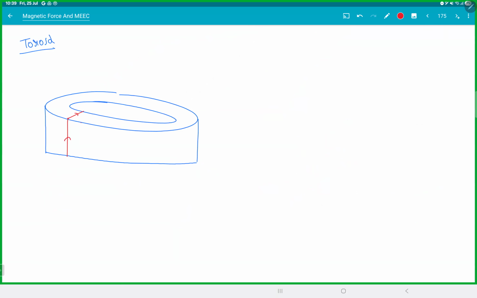So toroid is nothing but a solenoid, which is made into a loop. You just connect it round and finish it off. Make it like a loop. It's like a snake eating its own tail.